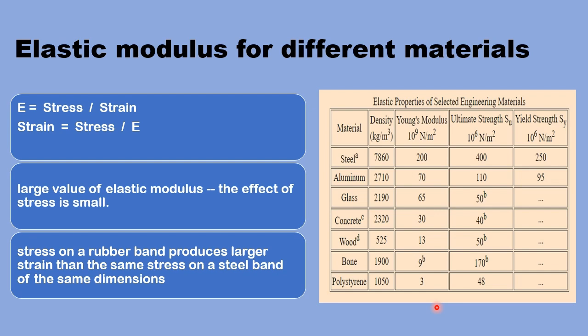Stress on a rubber band would produce large strain, like maximum stretch. The same amount of stress, if applied to steel, would only produce a very small deformation, change in the length of the steel bar. In between steel and polystyrene, there are other materials, including, for example, bone, glass, concrete, and different other materials in between the two extremes.